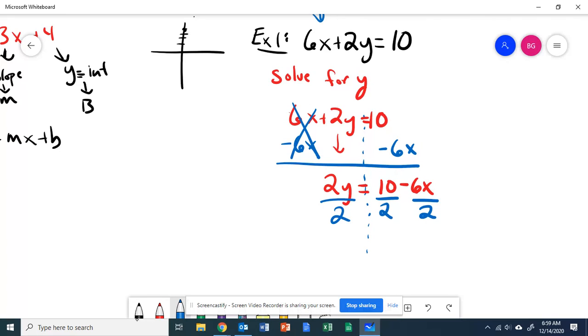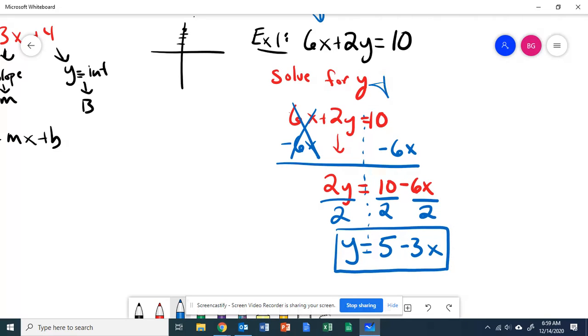So when we do this here, you're going to have y left on the left-hand side equals 10 divided by 2, which is 5, okay? And then negative 6 divided by 2, which is a negative 3. And then you have your x. So now we have our equation, y equals 5 minus 3x. Okay, y is by itself, which was our goal from the beginning. And it is in that slope-intercept form with a y-intercept of 5 and a slope of negative 3.